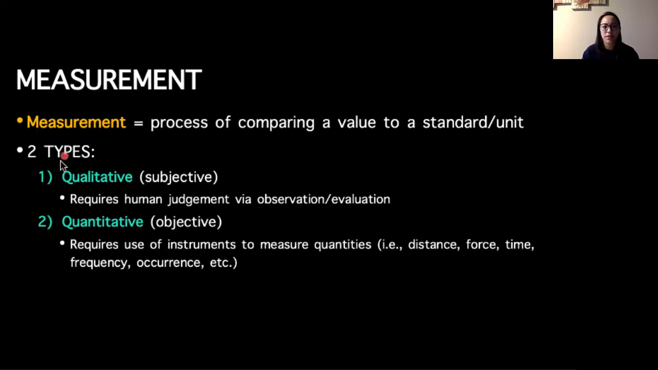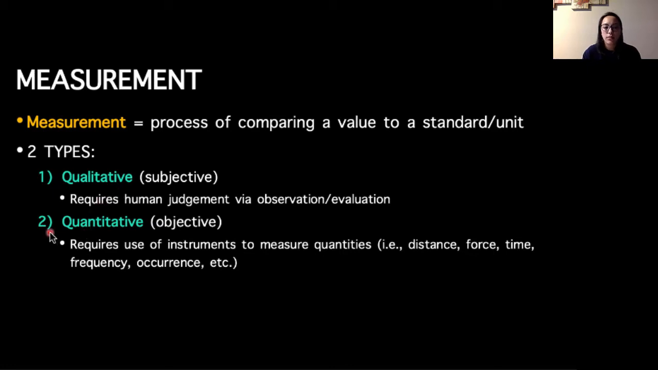And we can have two types of measurements. The first type being qualitative, which is more subjective in nature. It requires human judgment, so thus the subjectiveness, via observation or evaluation. So a qualitative measurement might be if we had a bunch of kids in a room with toys and obstacles or whatever, and we had like a motor development specialist go in and observe the kids and write down what types of movements they're doing. Okay, so that would be a qualitative type of measurement.